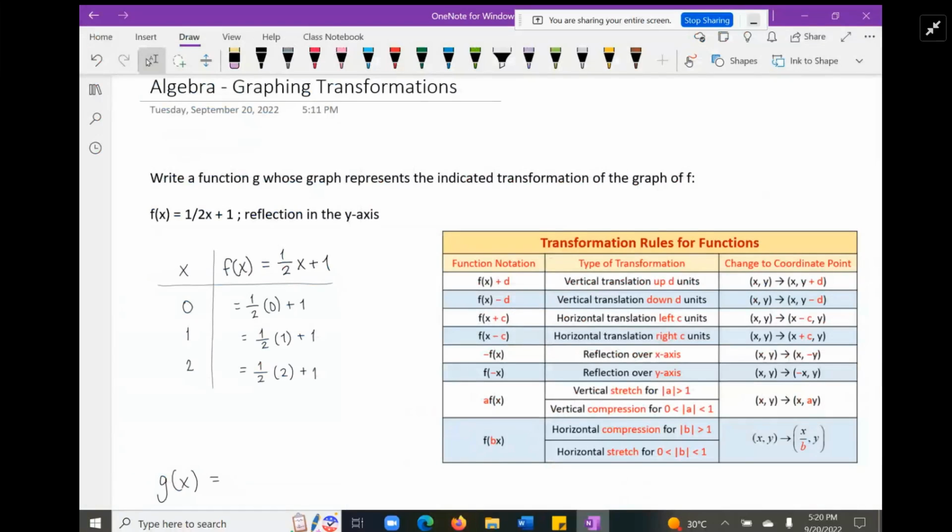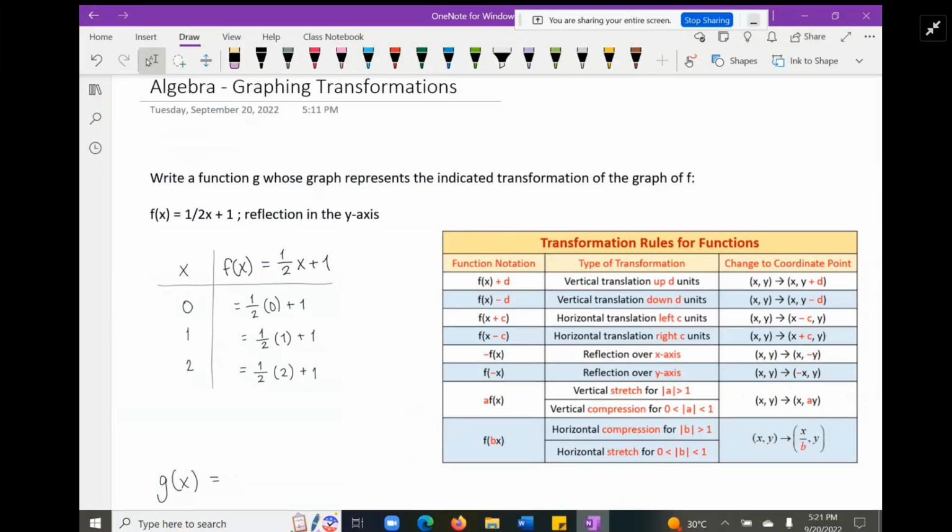So in this video, we're going to cover a question that has to do with graphing transformations. It reads that we have a function and we are asked to write a function g. So we're labeling the second function g, right? Whose graph represents the indicated transformation on the original graph of f.